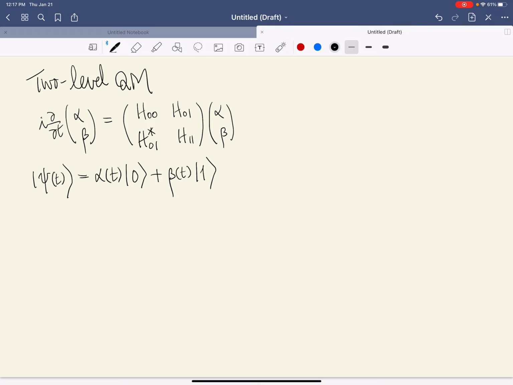Now, I said that this Hamiltonian matrix has to be Hermitian, but I did not say why it had to be Hermitian. So what I'm going to do today is to explain to you the reason behind the requirement for the Hermitian nature of this Hamiltonian matrix. Okay, so here's the thing. So let's do this normalization calculation.